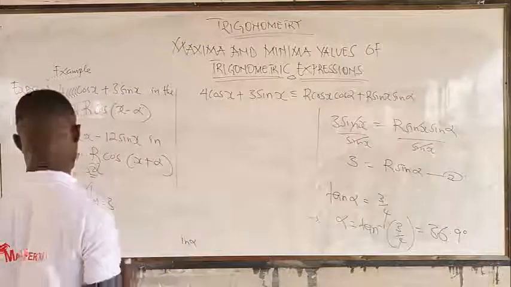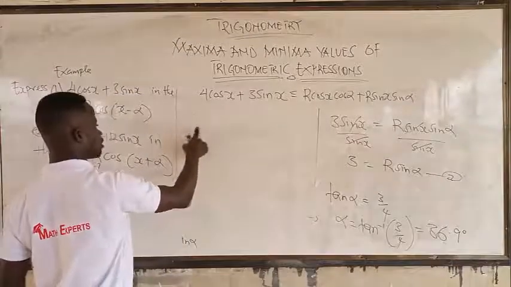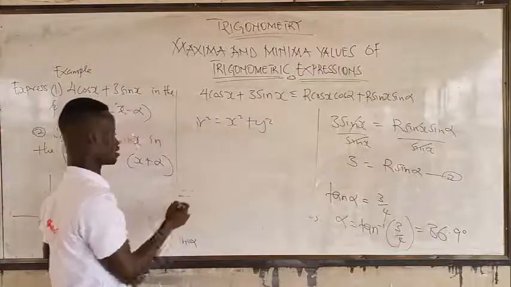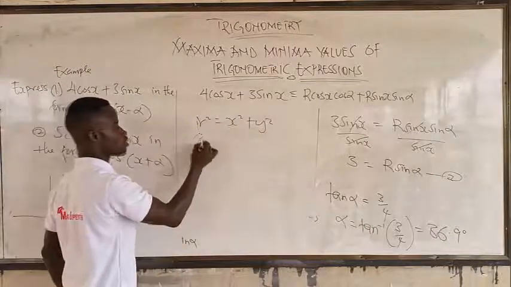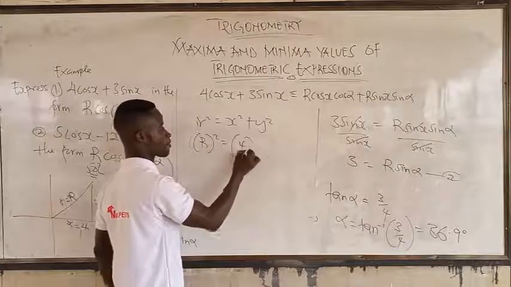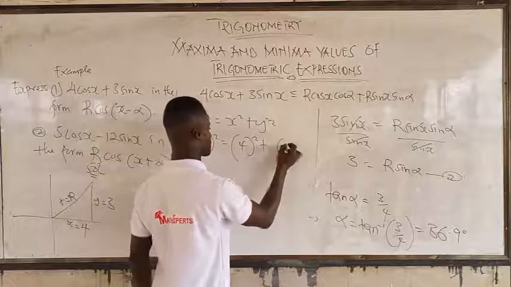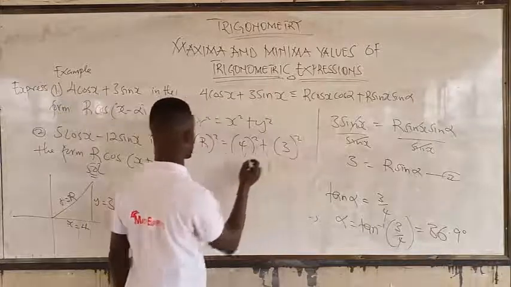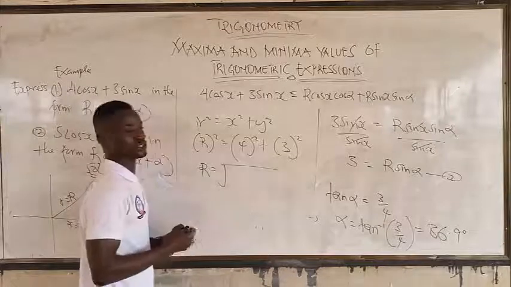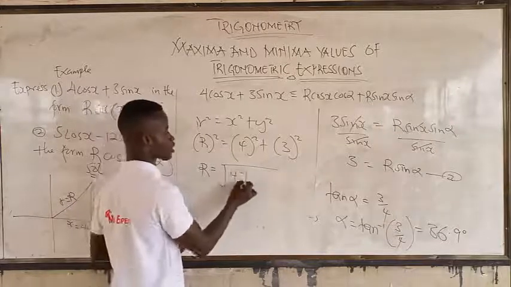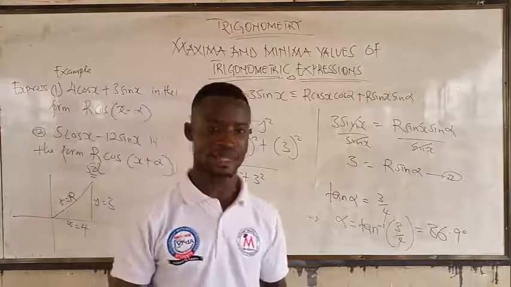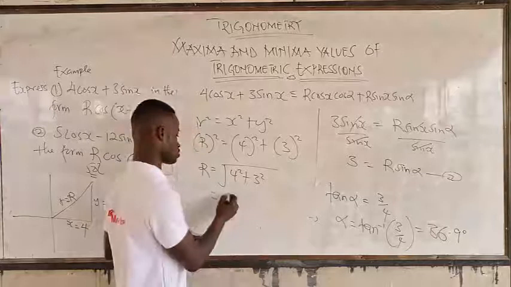Therefore, r squared will be equal to s squared plus y squared. So, by substitution, s is 4, y is 3. So we end up getting r equal to the square root of 4 squared plus 3 squared, and we end up getting 5 to be our result.